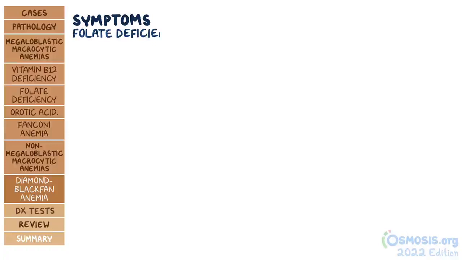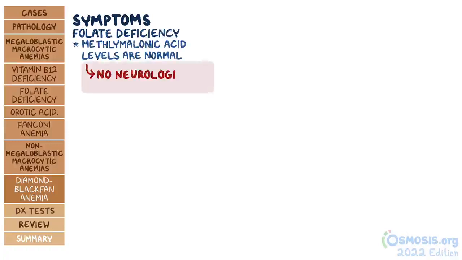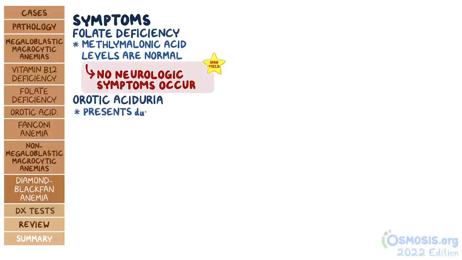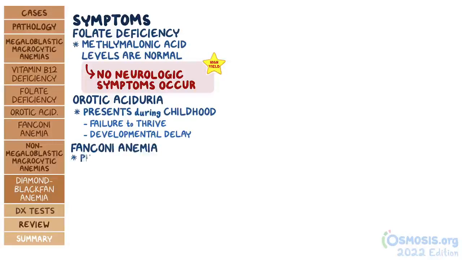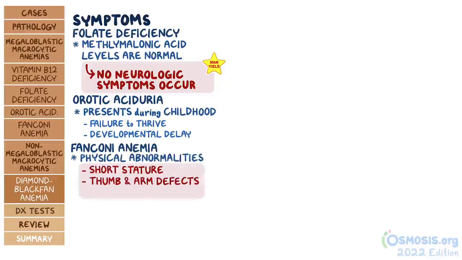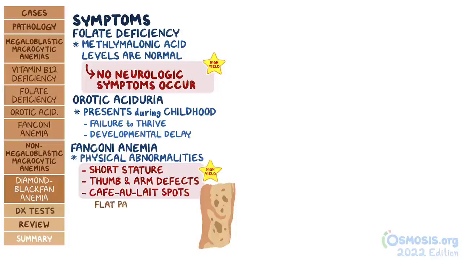In folate deficiency, methylmalonic acid levels are normal, so no neurologic symptoms occur. And that is something you absolutely have to remember. For orotic aciduria, it usually manifests in childhood and presents as failure to thrive and developmental delay. For Fanconi anemia, there are physical abnormalities like short stature, thumb and arm defects, and skin markings called café au lait spots, which are flat patches that are the color of milky coffee.